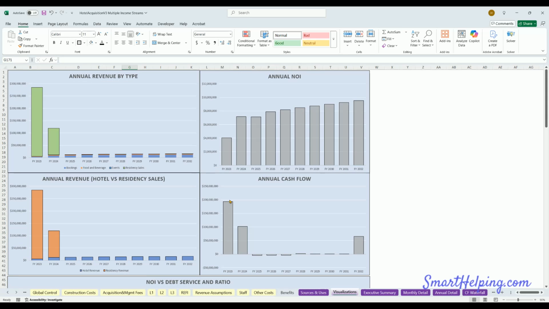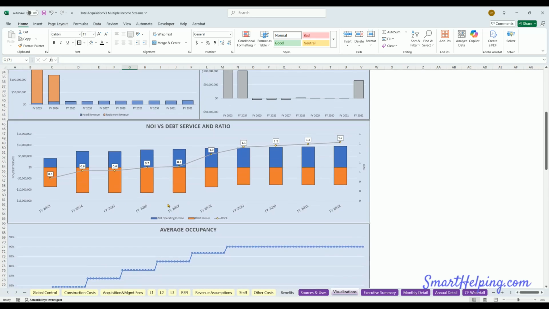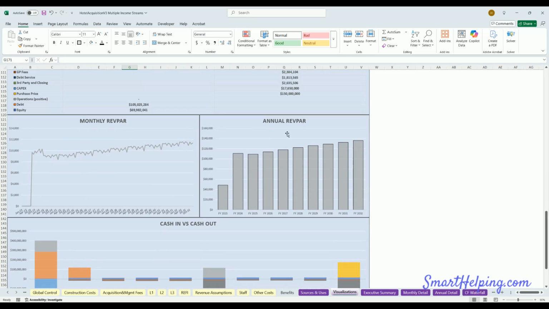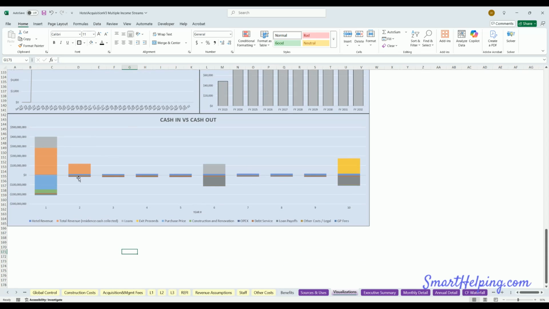We added a couple of visualizations that it didn't have before. And now you've obviously got a breakdown of revenue from hotel versus residency sales. Sources and uses, it didn't have that. So this is a pretty cool chart. We added revenue per available room, which is a key metric for a lot of hotels, monthly and annual. And then I did this cash in and out chart, which is kind of like a sources and uses for each year. It shows you cash in and out based on whatever it is in each year.